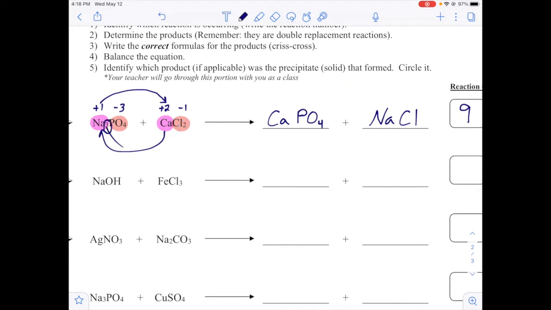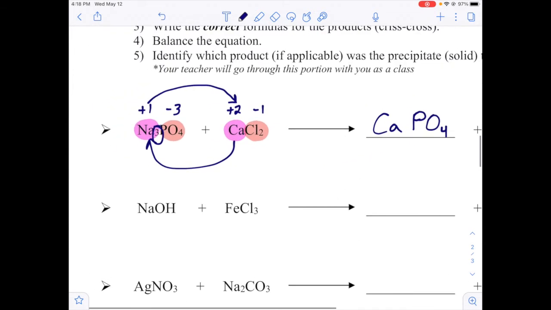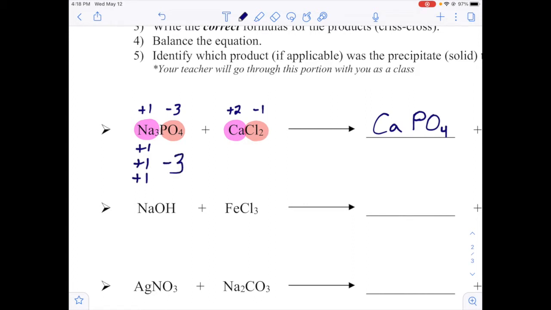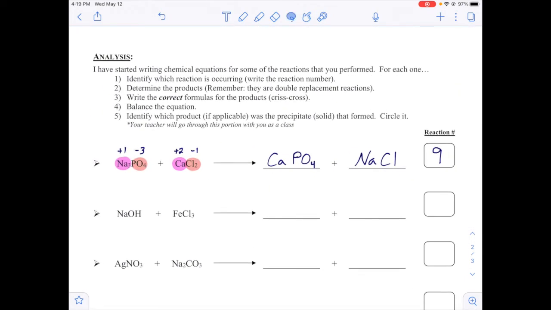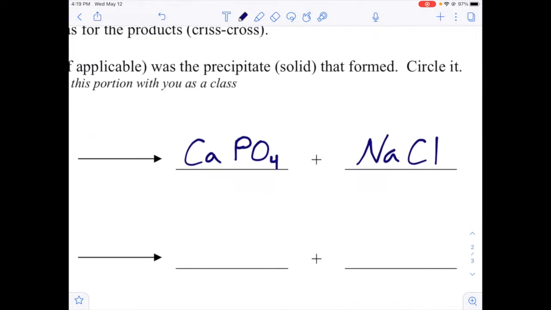Now notice, I am not automatically transferring over subscripts. There was a 3 on the sodium. I didn't automatically transfer it over because when sodium bonds with phosphate, it takes 3 of them to match the -3 phosphate. But that may not be true when sodium bonds with something else. So over here, we need to take the exact same charges that we had on the left side and apply them over to the right side. So if you look, calcium still has a +2 charge, phosphate still has a -3 charge, sodium still has a +1 charge, and chlorine still has a -1 charge.